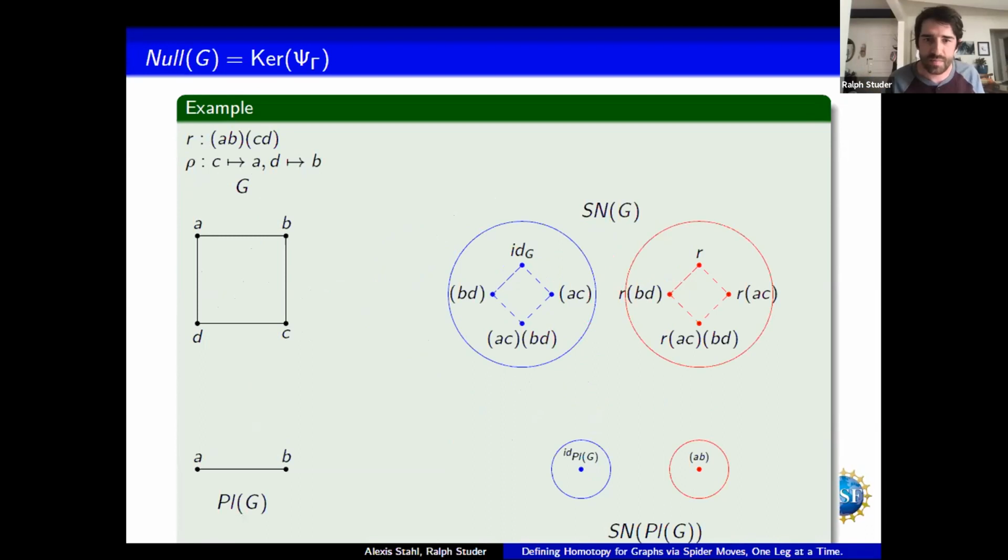So here's another pretty simple example. We can see that the spider nest of G is just those automorphisms along with the homomorphisms that aren't included, but we can see that each of those again is mapped to the identity of pleat G and its spider nest. And then anything composed with the reflection is mapped to the other component in the spider nest.